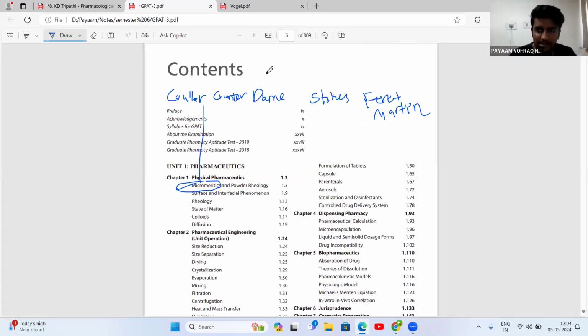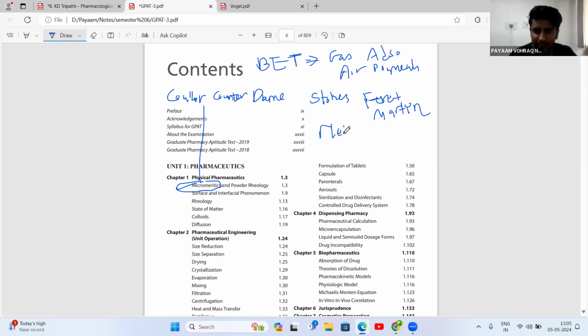Then from micromeritics, you have to know about the BET equation, Brunauer, Emmett, Teller. It is an equation to characterize surface area. Then you have gas adsorption and air permeability techniques. Then you need to know about helium pycnometer and mercury displacement meter.